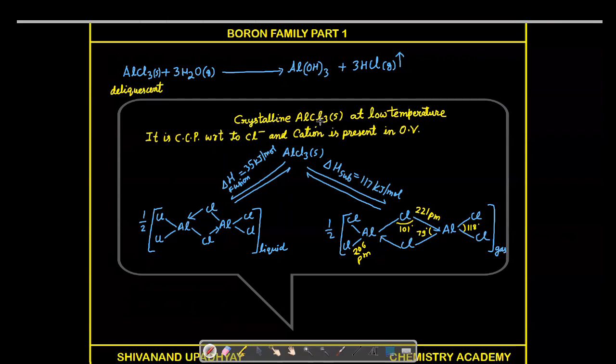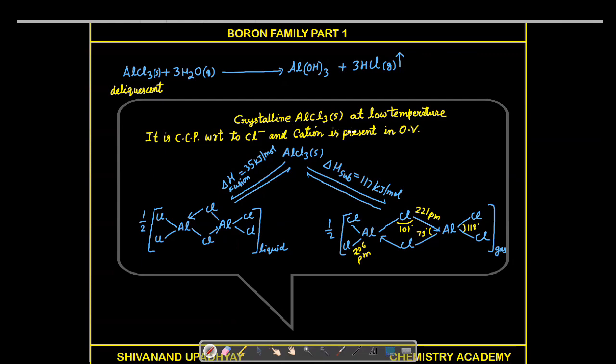It is a crystalline solid at low temperature, which is CCP with respect to Cl minus, and the cation is present in octahedral void, right? Or we can say that it is CCP with respect to chlorine atom also. Because of electronegativity difference, we are saying that this minus charge is there. It doesn't mean that it is ionic in nature. And the cation, aluminium plus 3 ion, is present in octahedral void.